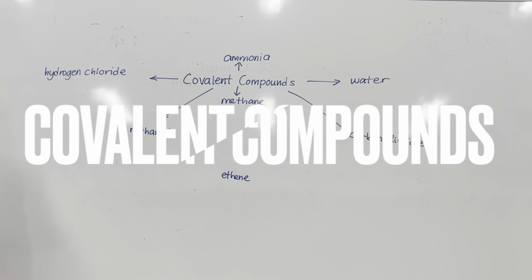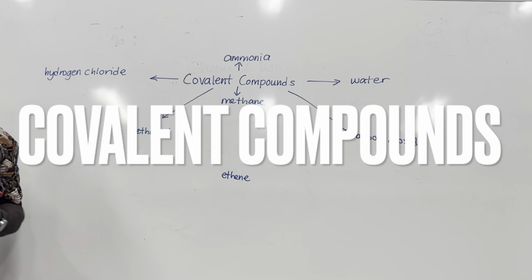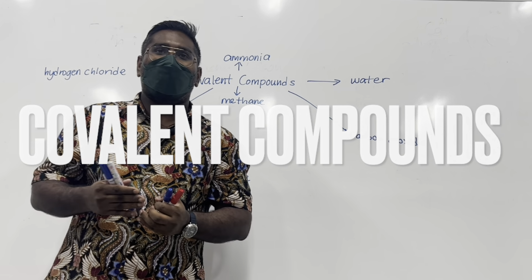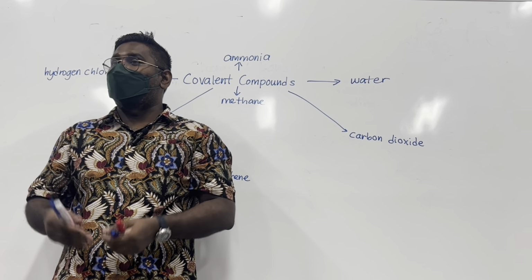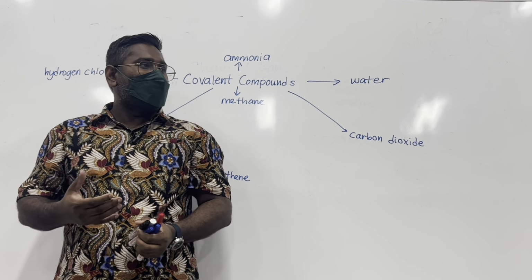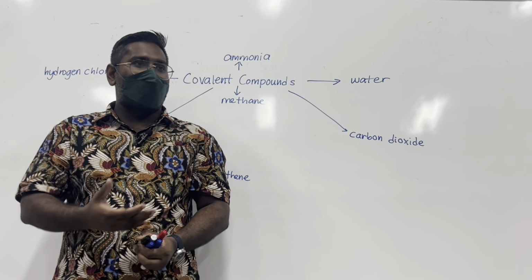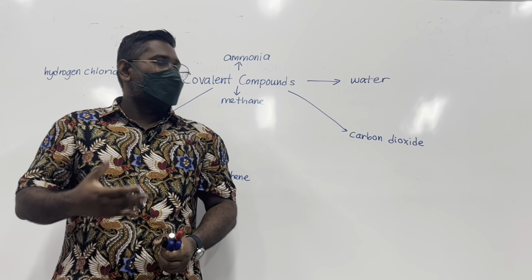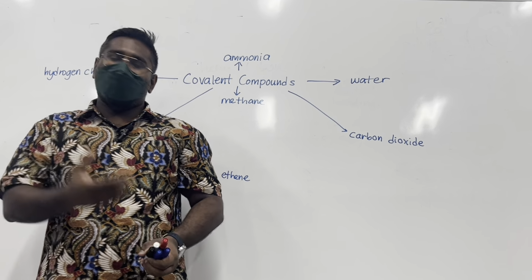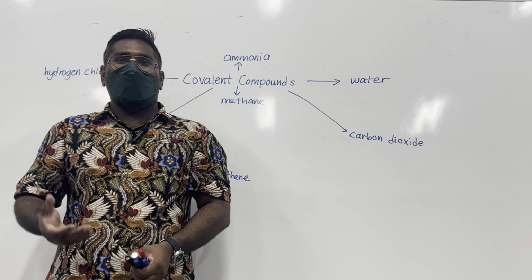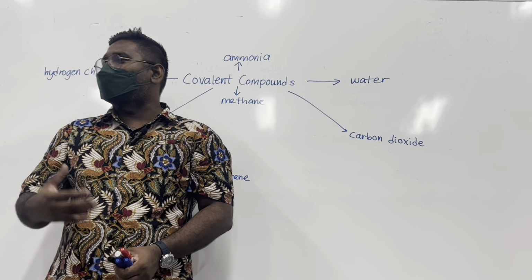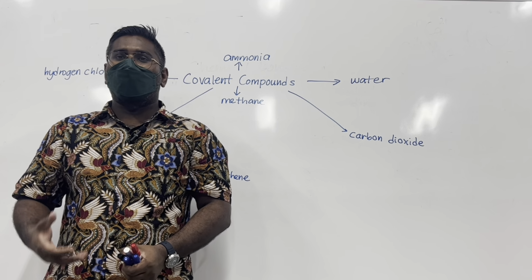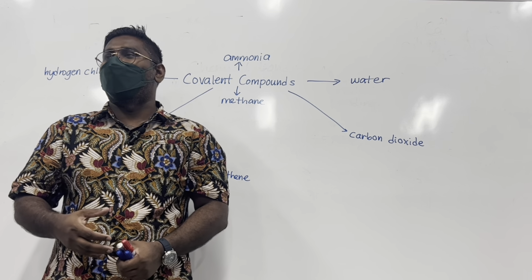So we are going to look into these covalent compounds. I have mentioned to you it's a bonding where it involves sharing of electrons between two elements. To be exact, sharing of electrons between non-metals and non-metals, so non-metal element and non-metal element.